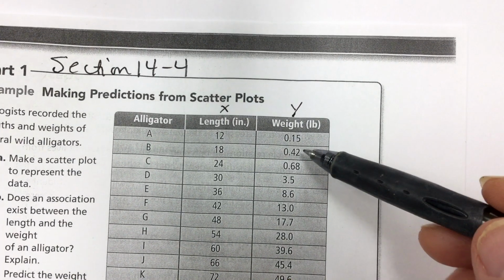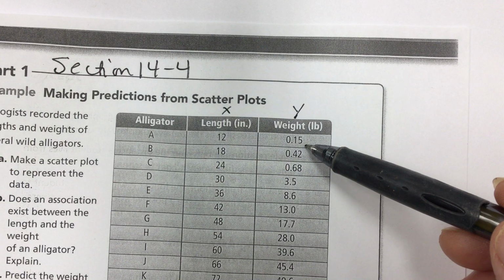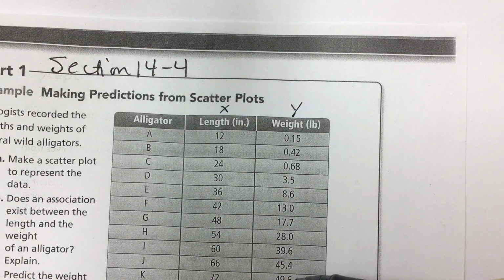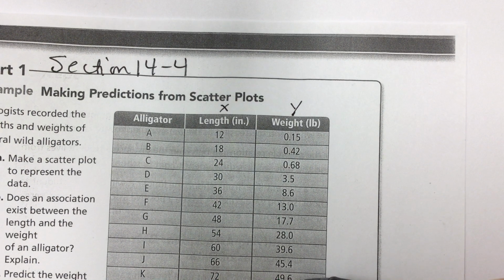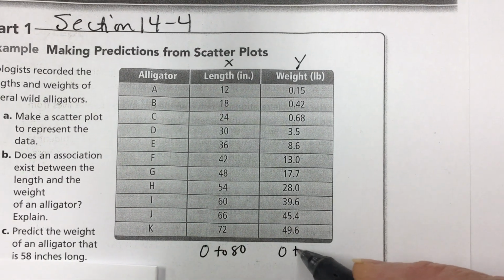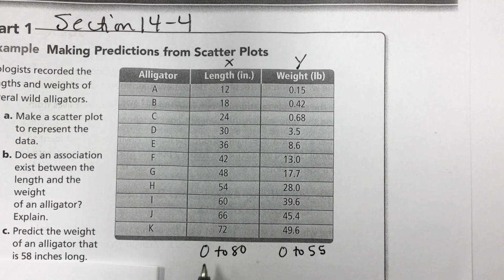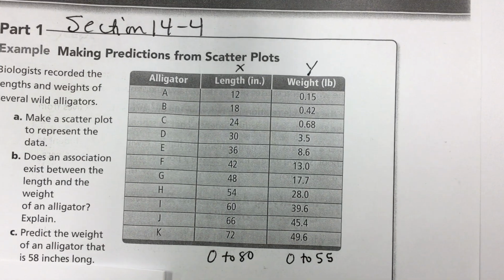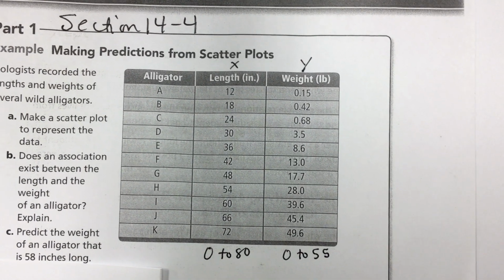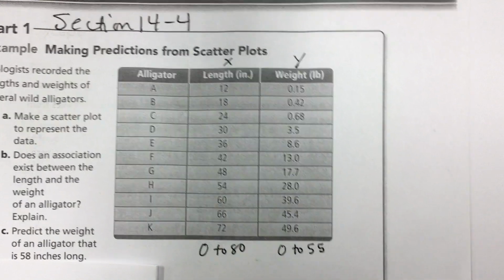All right, and then the weight ranged from 0.15 all the way up to, looks like the largest one was the 49.6. So let's go from 0 to 55. Now these could vary. Your graph would not be wrong if you used a different range of values. It would still represent the same data. So again, these may vary.